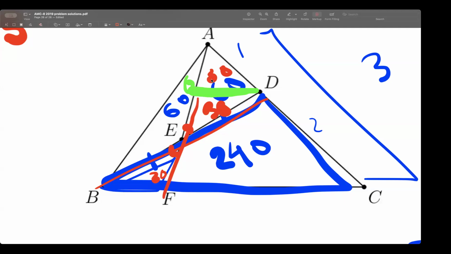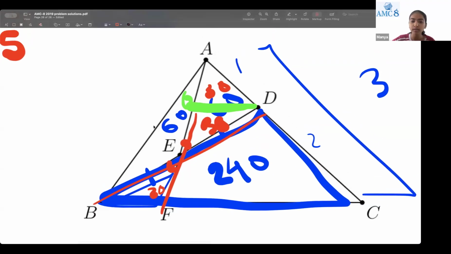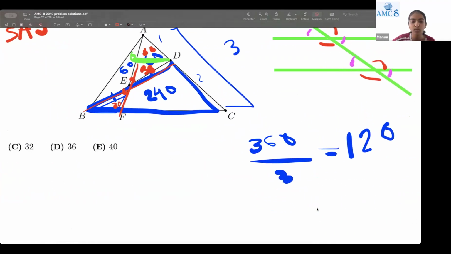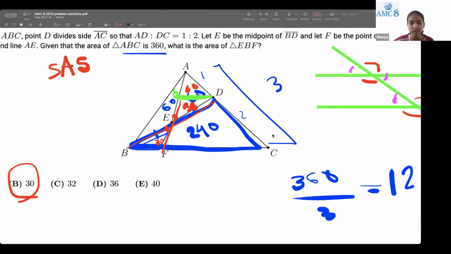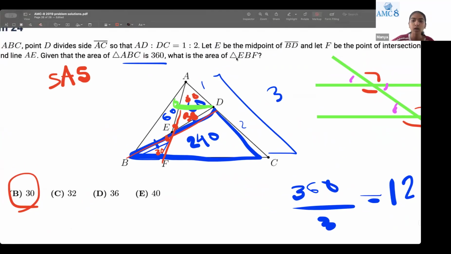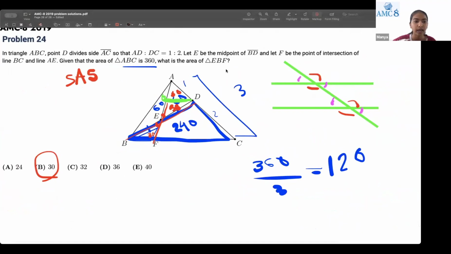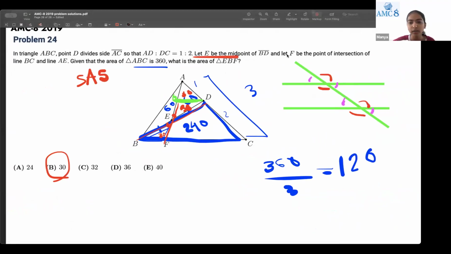Yeah. Okay, so if you understand why this is 60, first of all we got 120 right here because we would have to do 360 divided by 3, which is equal to 120, since we know that this side is 1 and this side is 2, just following the ratio. Then we know that BE is equal to ED since they told us that E is the midpoint of BD. They told us that in the question right there.